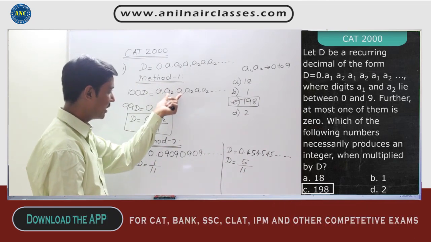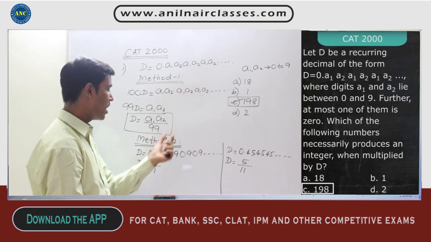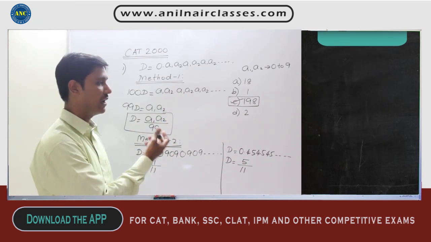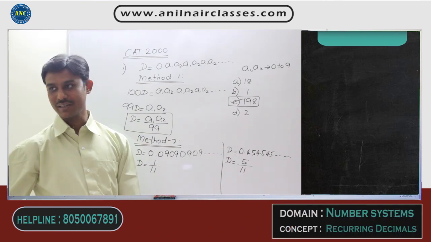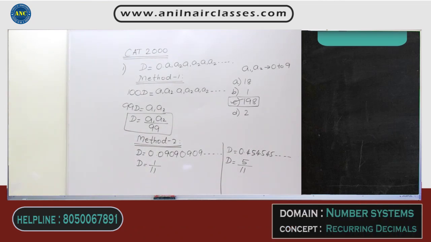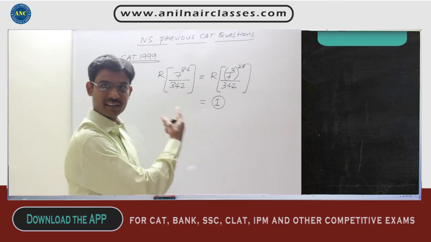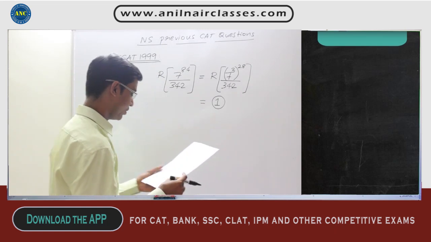Method 1 is by using a traditional method, the algebra way of solving. Method 2 is by putting some numbers, the number system way of solving. Whichever you feel comfortable with, please follow that method. Please write down this. I hope it is clear, right, sir? First problem. Now please see the next question.